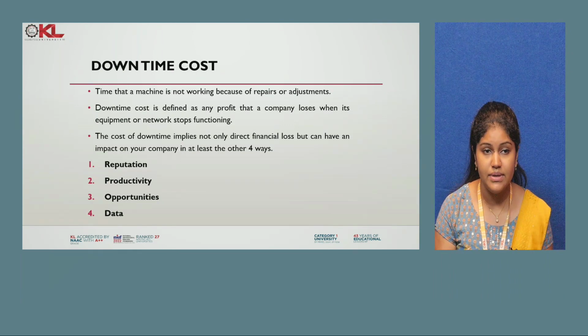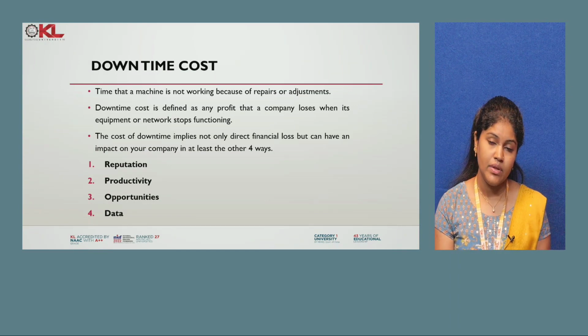So downtime means time that a machine is not working because of repair or adjustment. Downtime cost is defined as any profit that a company loses when its equipment or network stop functioning. For example, if it is an IT company, Infosys, Wipro, and their computers or internet connections are not working for even 1 hour, how much profit will they lose in that time, and how much work will be pending by that time. So all those things come under the company losses.